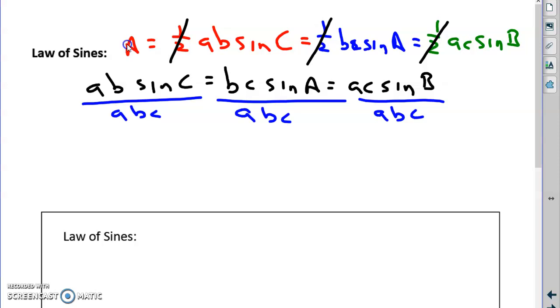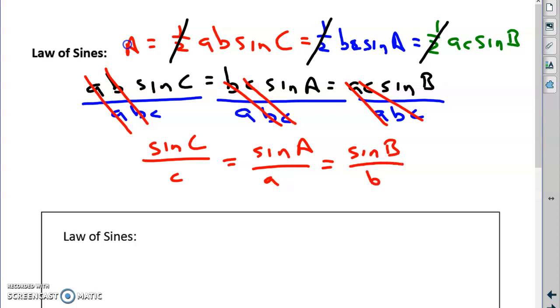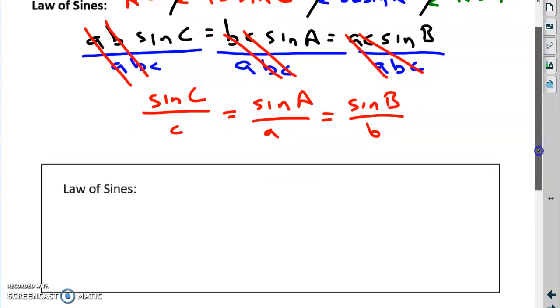Some good sound algebra simplification. Let's get rid of the factors A and B here, B and C here, A and C here, leaving us with the sine of an angle divided by its side opposite always equals the sine of another angle divided by its side opposite equals the sine of the third angle divided by its side opposite, known as the law of sines.